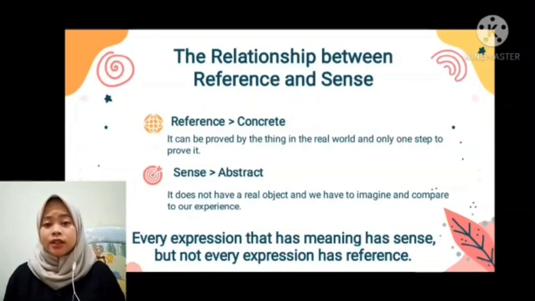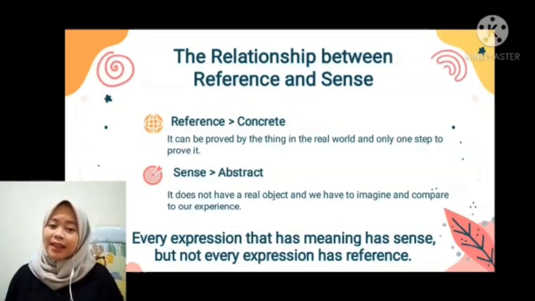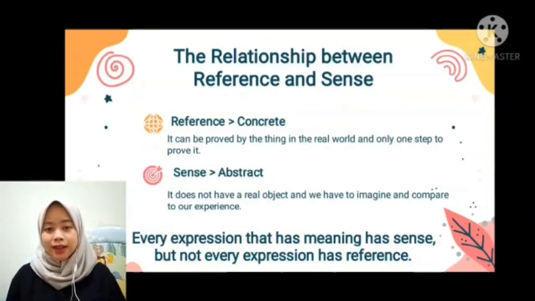Next is the relationship between reference and sense. Reference is concrete. It can be provided by a thing in the real world, and only one step is needed to prove it. Sense is abstract. It doesn't have a real object, and we have to imagine it and compare it to our experience.